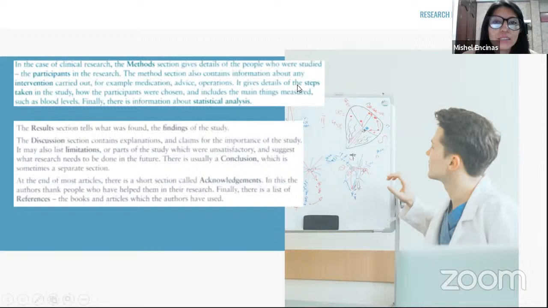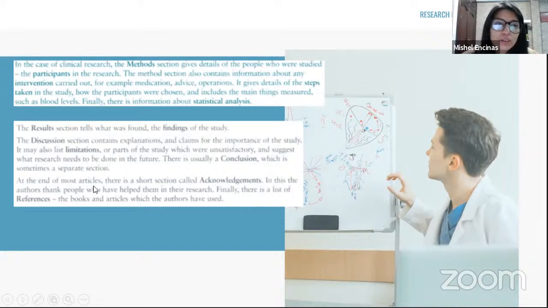Okay, right here, steps, okay, steps taken in the study. Then the results section tells what was found, the findings of the study. And the discussion section contains explanations and claims for the importance of the study. It may also list limitations or parts of the study which were unsatisfactory and suggest what research needs to be done in the future. There is usually a conclusion, which is sometimes a separate section.